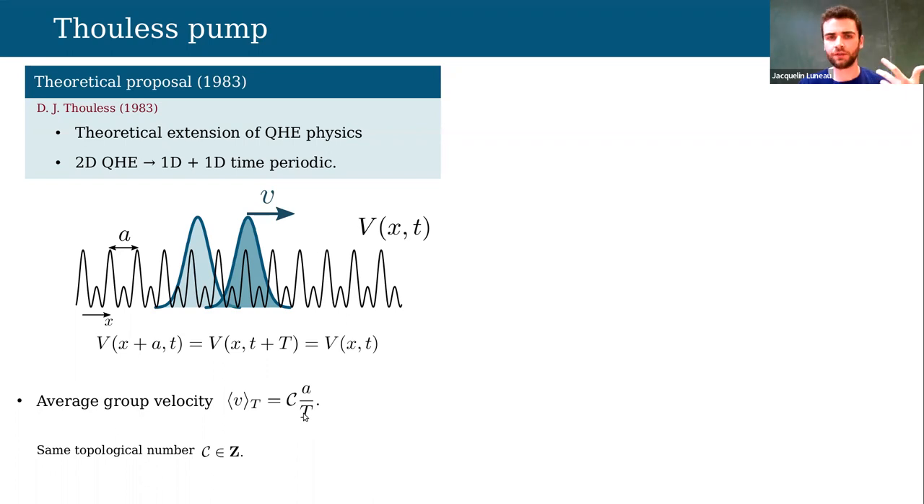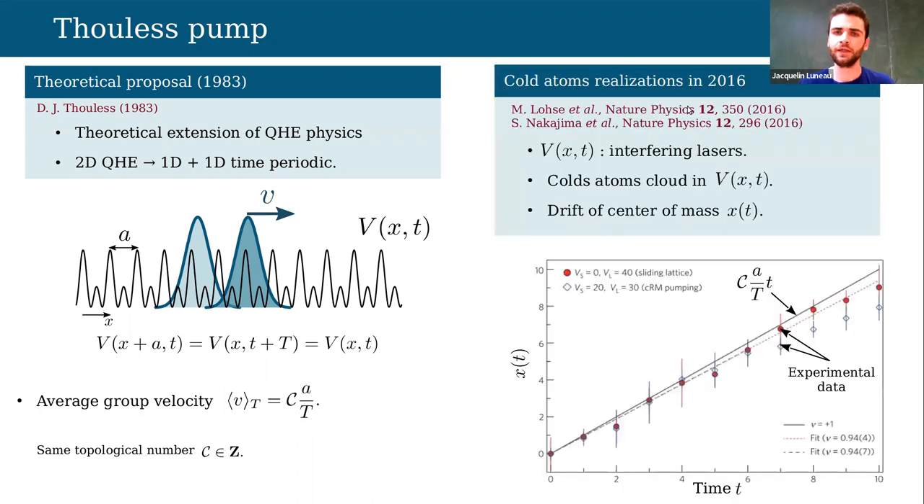And then much later, so much more recently, such a Thouless pump was realized experimentally with cold atoms, where the time-dependent potential is obtained by making two laser beams interfere and modulating their wavelength. The experimentalists put a cold atom cloud in this potential and measure the drift of the center of mass of this cloud. And what they measure experimentally is that the center of mass of the cloud will drift linearly in time, on average, at the velocity given by the topologically quantized group velocity.